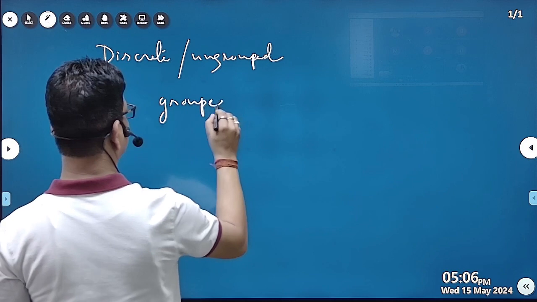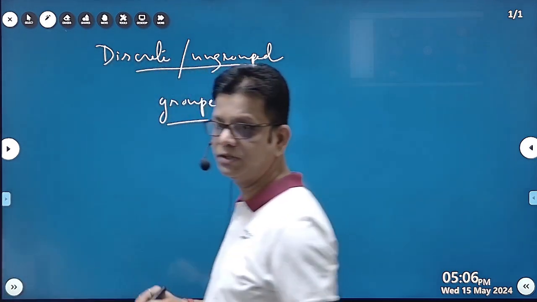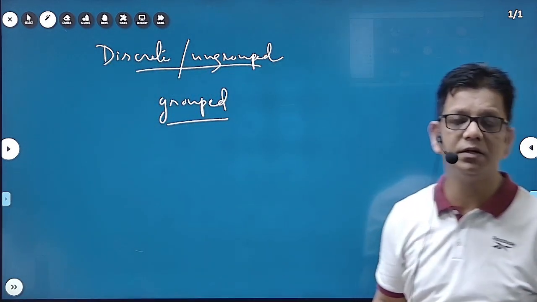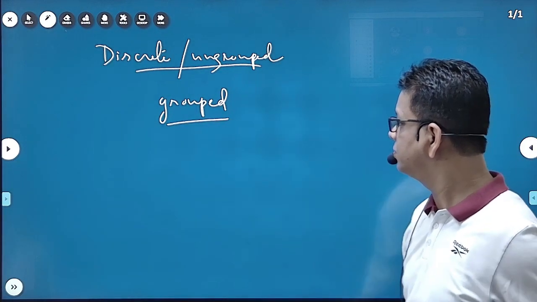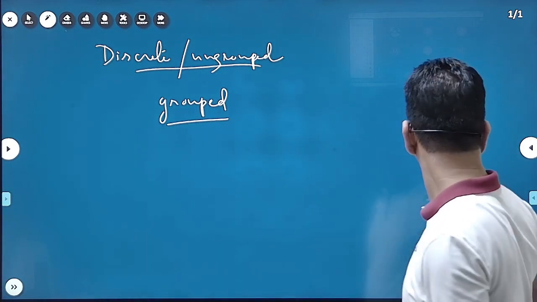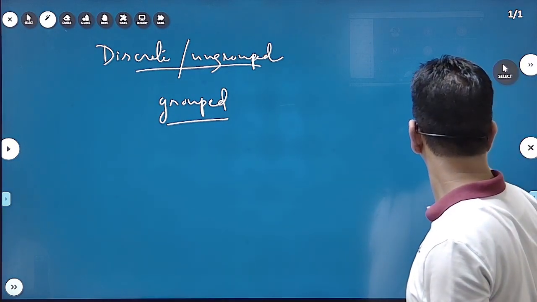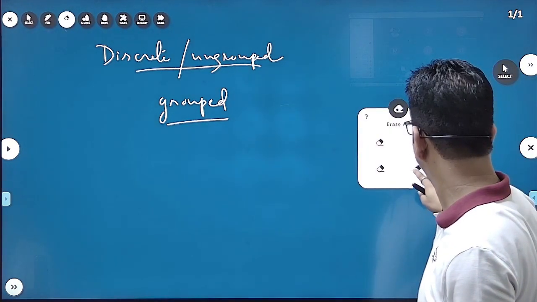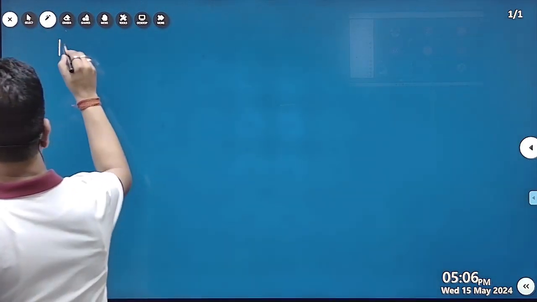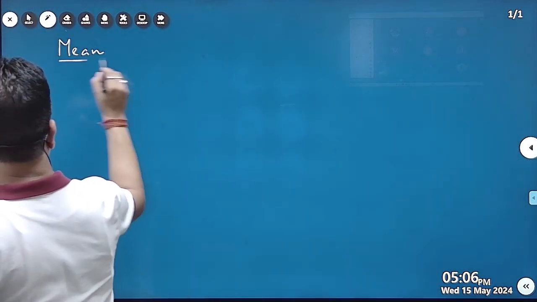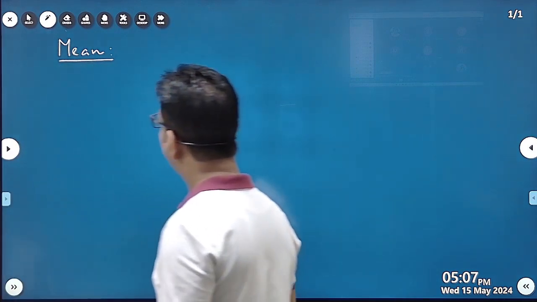But formulas are more or less same, whether it is discrete, ungrouped or group. When we find the mean, median and mode, formulas are almost same. So first of all I start with mean, for group and ungrouped data.